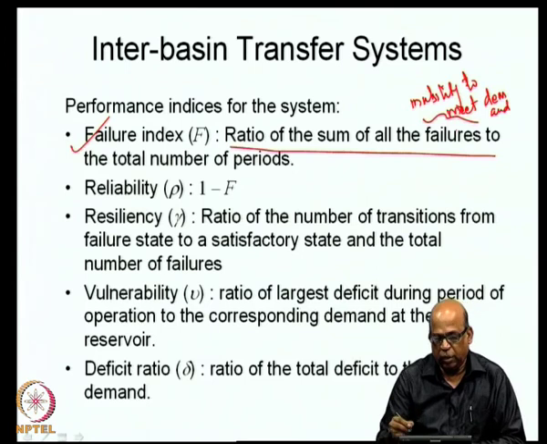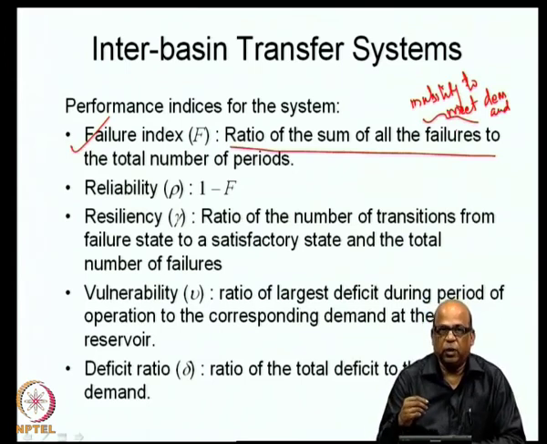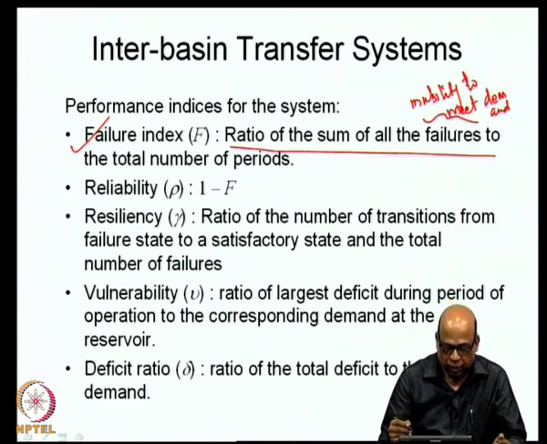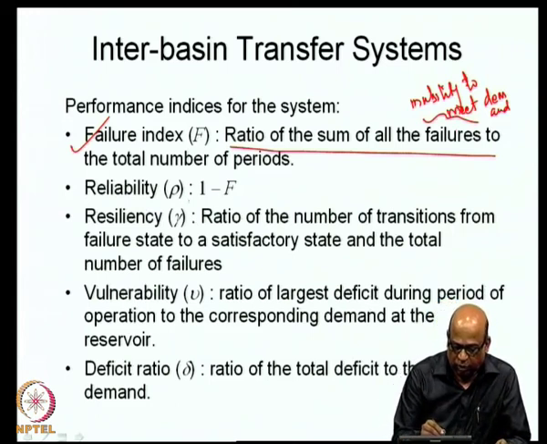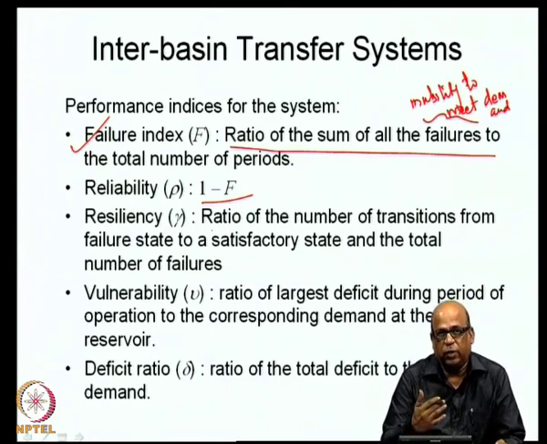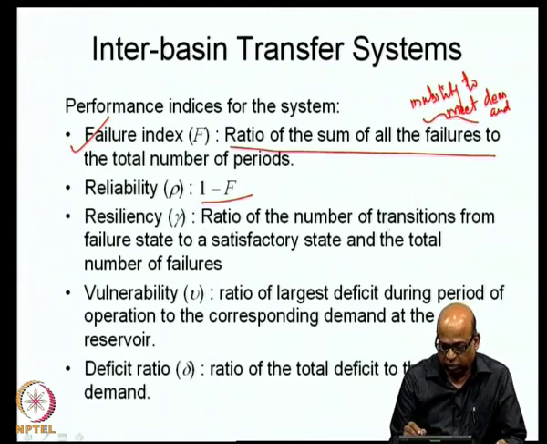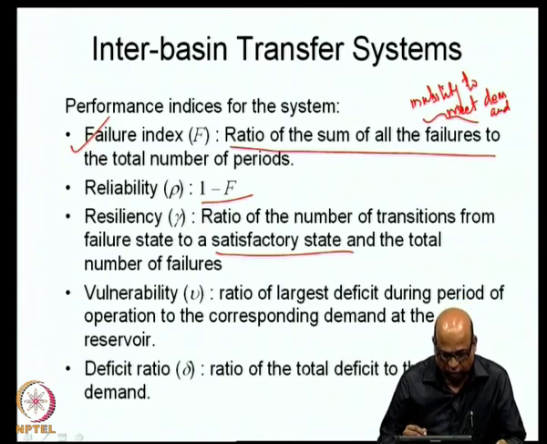Now, this can be aggregated demand, or it can be separately for irrigation demand, hydropower demand, and so on. Then we will call it reliability, that is 1 minus f, which is the ability to meet the demands. Then resiliency, as I said, is the ability of the system to recover from a failure. This we compute as the ratio of the number of transitions from failure state to a satisfactory state divided by the total number of failures. This is how we calculate resiliency.